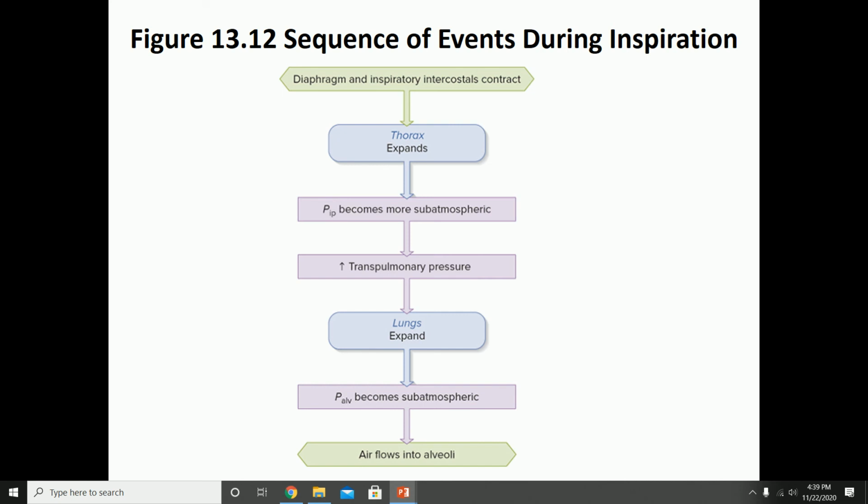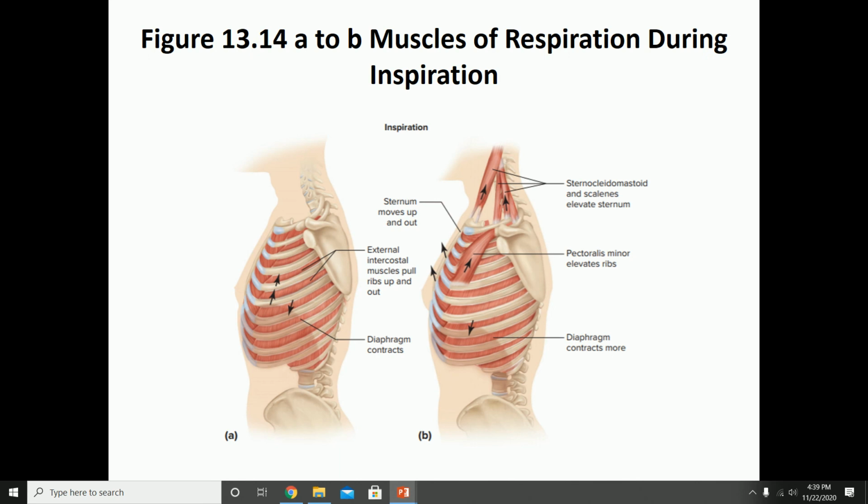Now, how do we inspire? How do we inhale? Well, there's a signal that goes from the phrenic nerve to the diaphragm, leading to its contraction. When the diaphragm contracts, it is going to increase the volume of the lungs. Volume goes up, pressure goes down. Now the intra-alveolar pressure is less than the atmospheric pressure. That means that basically we're going to suck air into the lungs. That allows for the flow of air into the lungs.